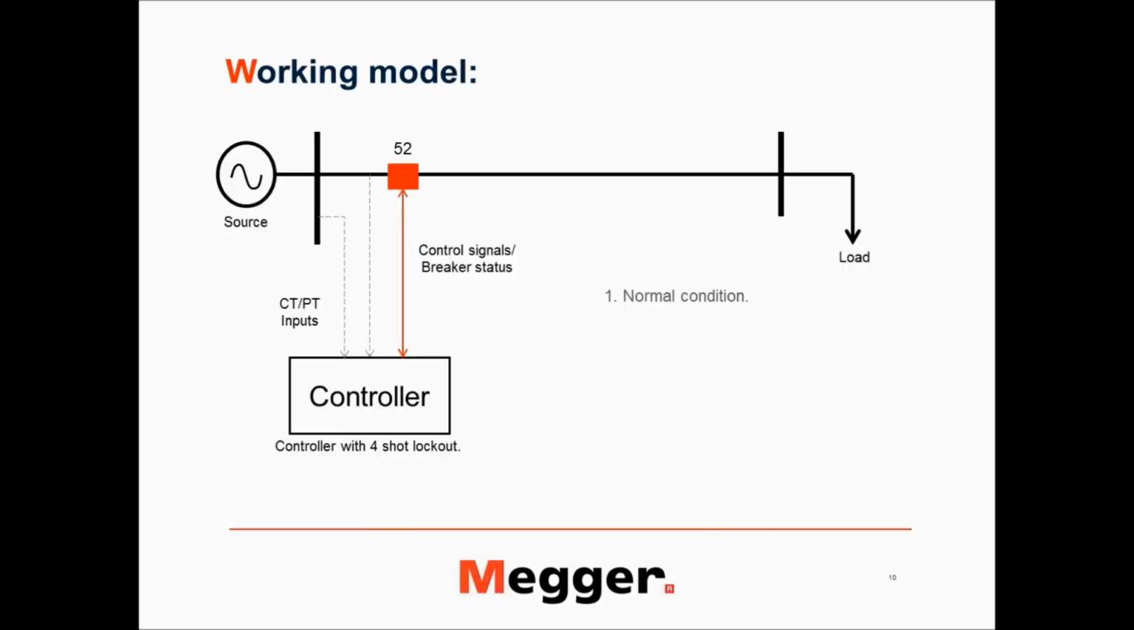Now, for those of you who don't know, or those of you who want to know the basics of how auto reclosure works, I have simplified the model. I'm guessing you can see my mouse, or the pointer there. So I have a source supplying a load. That's a basic system. I have a source supplying the load, and I have a circuit breaker here, and I have a controller here. Let me give you a better picture of that.